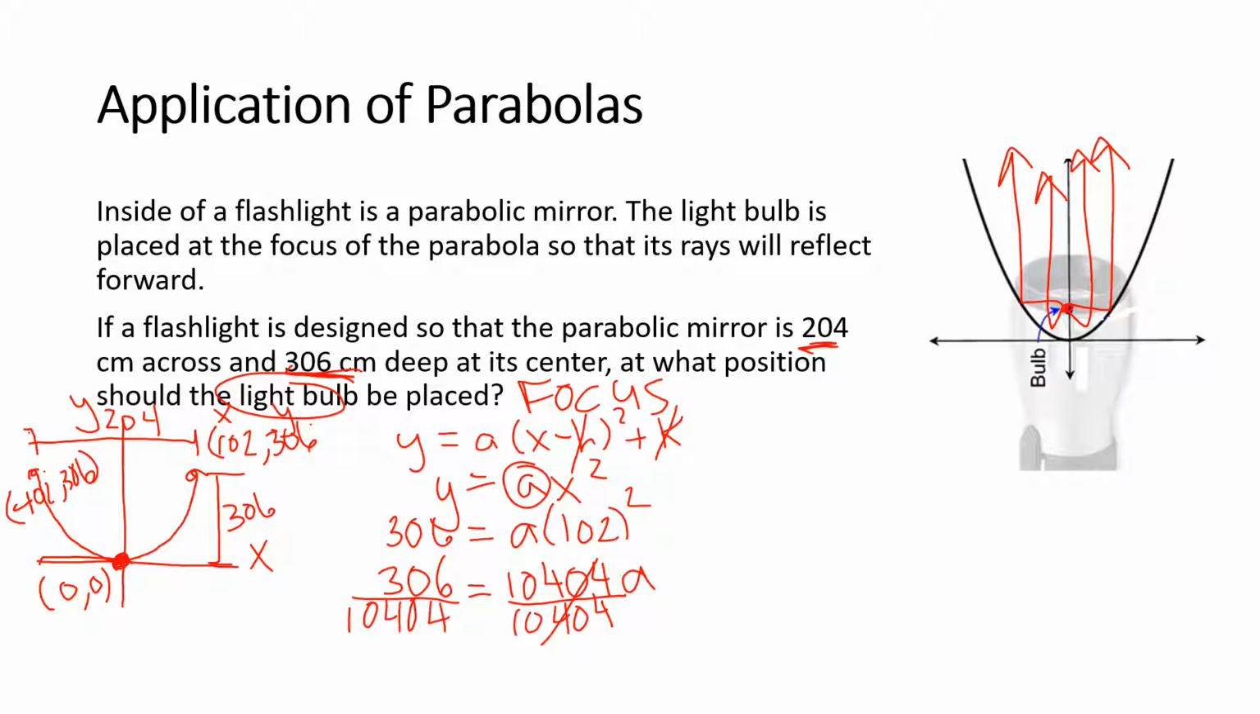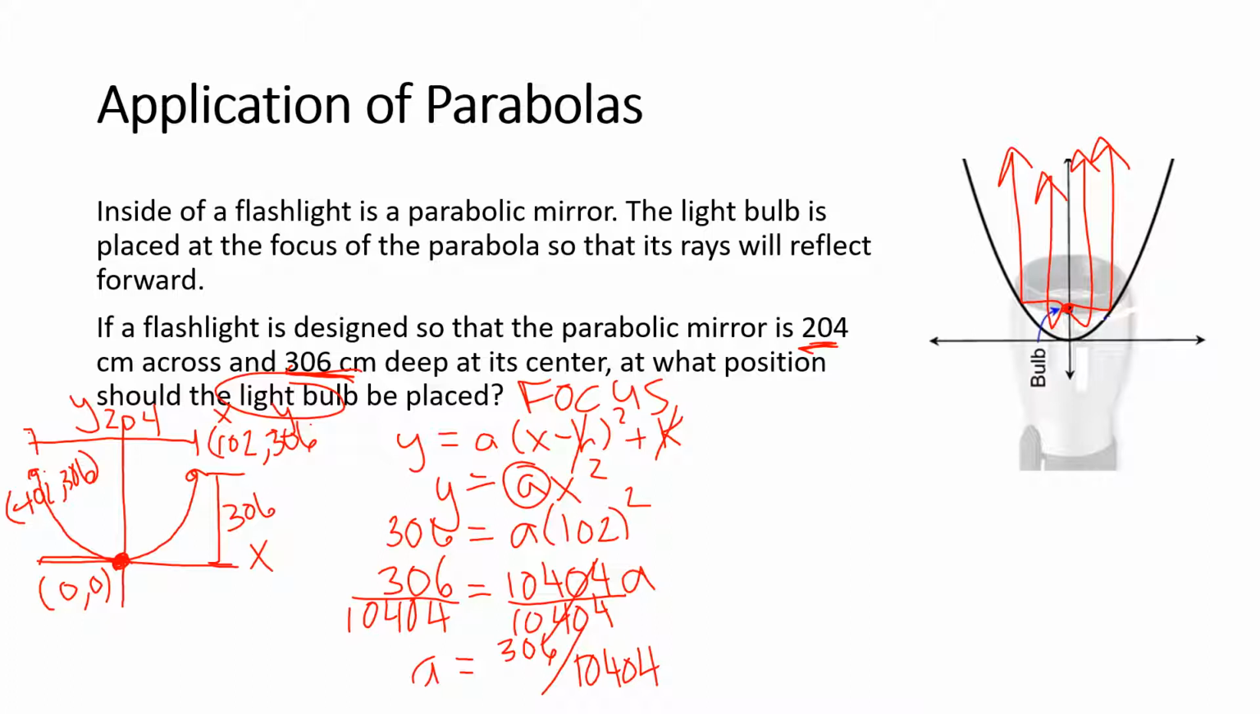This is going to give me a fraction. I could write it as a decimal. I could simplify it if I want to. But I know that ultimately this is not my final answer. This just tells me what the equation is for my parabola. To find the focus point, I need P.